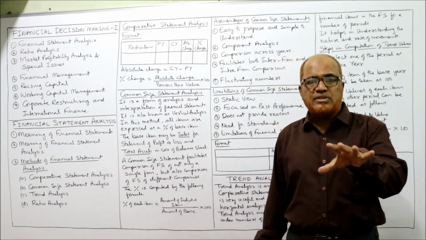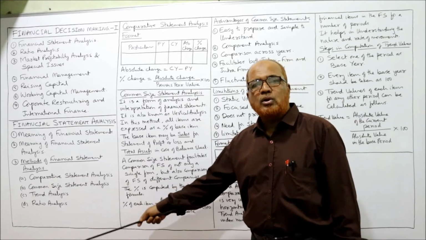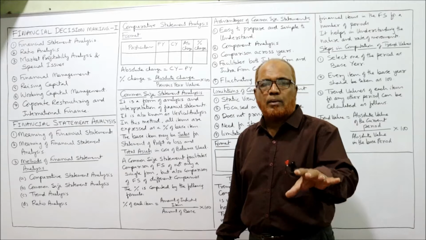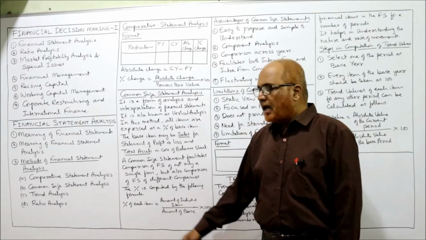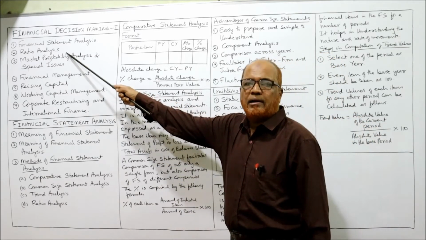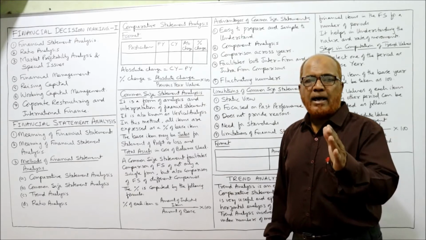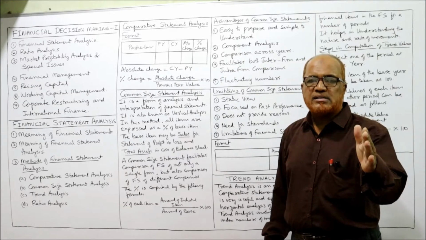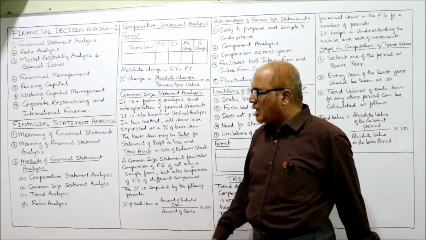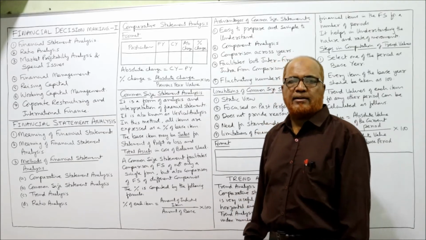But for our subject, for our purpose, only 4 topics we are considering. Out of these 4, 3 topics we are discussing and we are doing the problems in this chapter. And ratio analysis, the next chapter will take up ratio analysis separately. But right now, we focus only on comparative statement analysis, common size statement analysis, and trend analysis. These 3 topics I am going to explain and will do the problems on these 3 techniques.